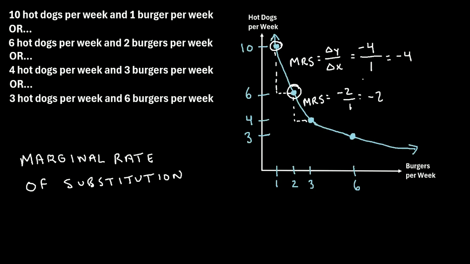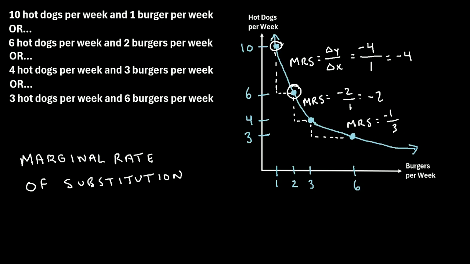So now at this point on the indifference curve, we're willing to give up only 2 hot dogs to gain 1 extra burger. And if we continue this process once again, so let's say we're at this point on the indifference curve and we're moving down to this point, the change in the y is -1. So we're losing 1 hot dog, but we're gaining 3 burgers. So our marginal rate of substitution at this point is -1/3. So we're only willing to give up 1/3 of a hot dog to gain 1 additional burger. So what we'll notice is that the slope of our indifference curve is getting flatter and flatter, and the marginal rate of substitution is approaching 0.